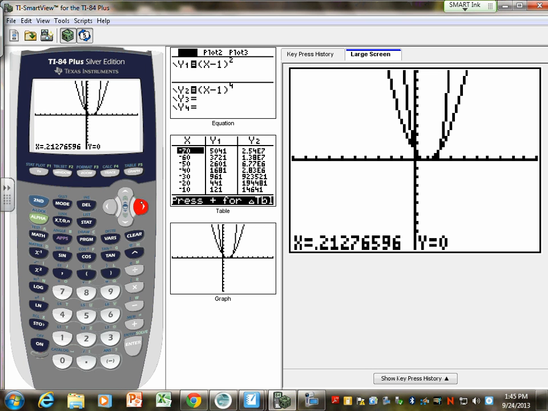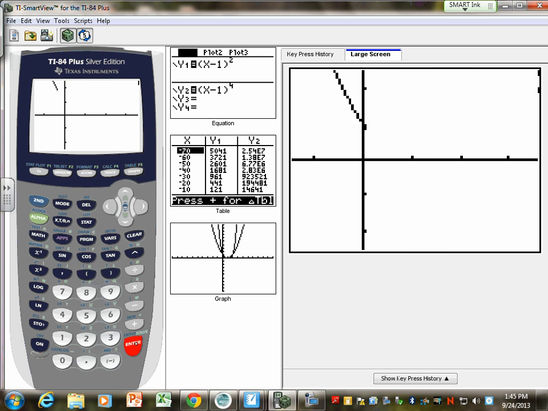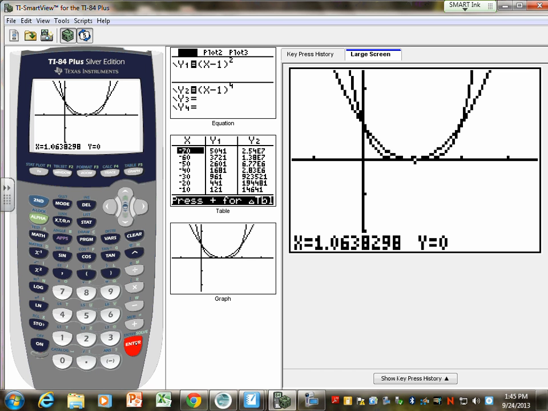And I'm just going to move my little flashing dot over here, close to 1, maybe. And I'm going to do it again. It's going to retrace it. Watch x squared, and then watch x to the fourth. There's x squared, multiplicity of 2. There's x to the fourth, multiplicity of 4.